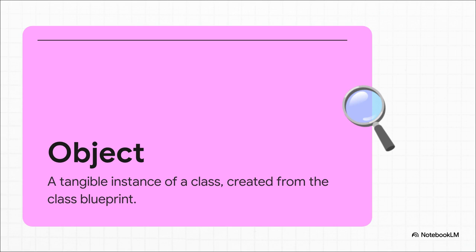An object, then, is the actual car you build from that blueprint. It's a real, tangible thing. It's an instance of the car class. It's that specific red Ferrari that has a color property set to red. The blueprint is the idea. The object is the reality.